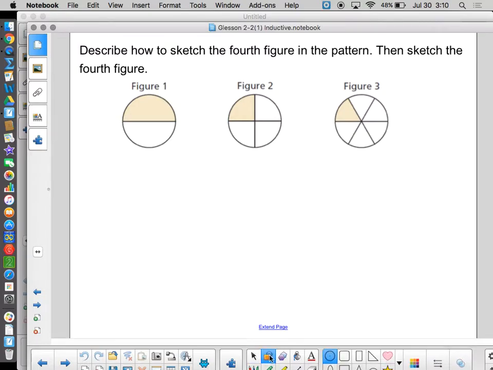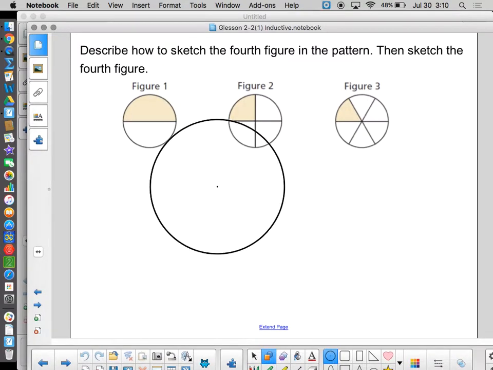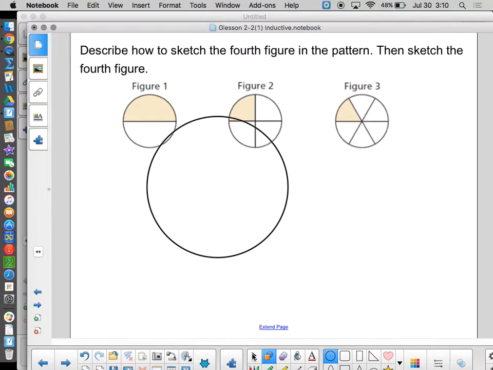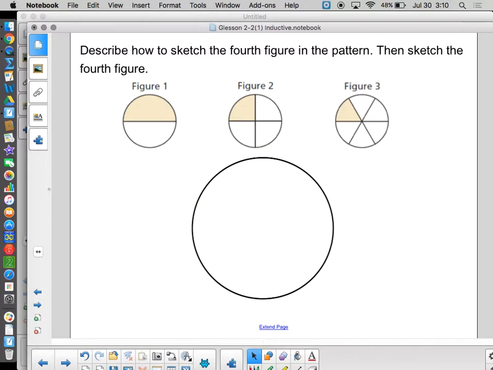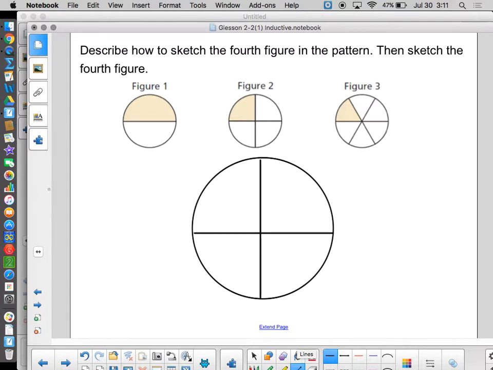Well, probably going to be a circle. Oh, that got a little bit bigger than I wanted. Let me see if I can move that. There we go. And how many sections is that circle going to have? Well, I'm guessing, what do you think? 8 sections. First one had 2, next one had 4, next one had 6. It's probably going to have 8.